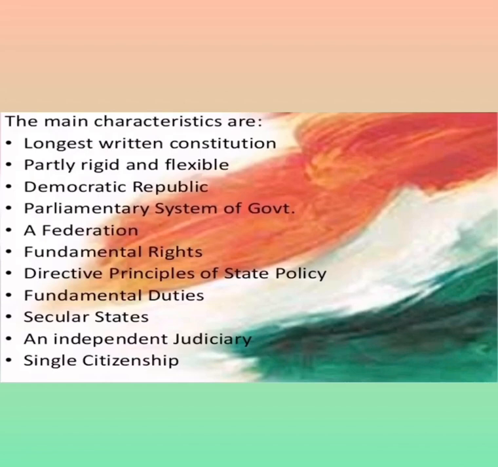Coming to the parliamentary system of government, the constitution provides for the parliamentary form of government at the center and in the states. And as such, the president and the state governors are nominal heads of the executive. The real power is vested in the Council of Ministers, headed by the Prime Minister at the center and the Chief Ministers in the states.